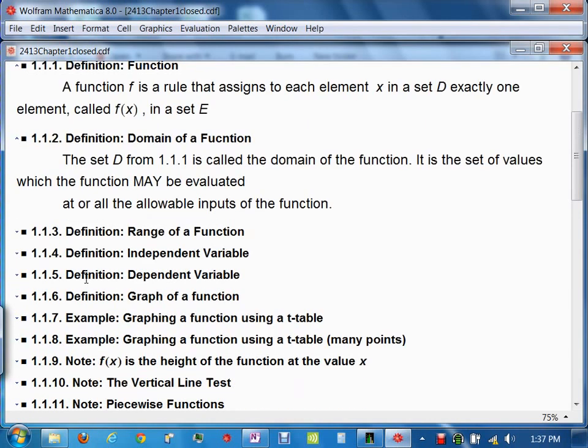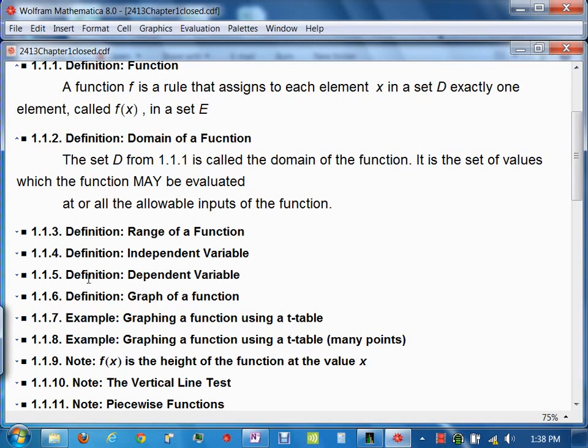The domain of a function is the set of values which may be evaluated at, or all allowable points of the function. So we've seen in the past in college algebra and in pre-calculus, there's certain things you can't plug into certain functions, right? Like if you have the square root of x as a function, you can't plug negative numbers in. So the domain is everything you can plug in. Let's see who remembers some pre-cal.